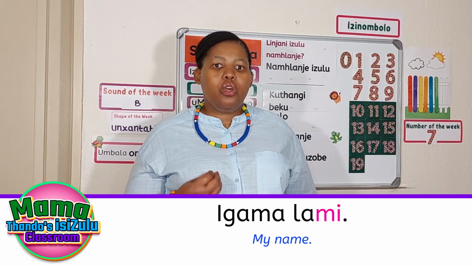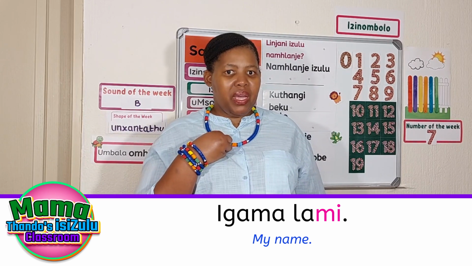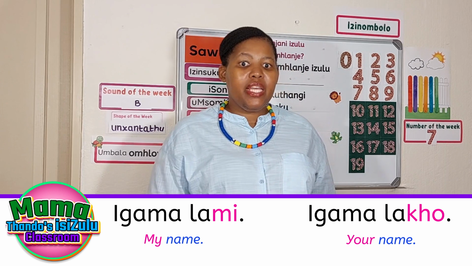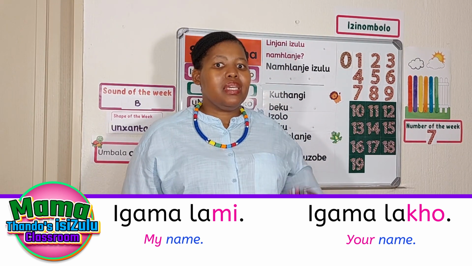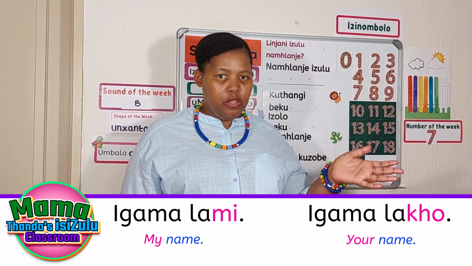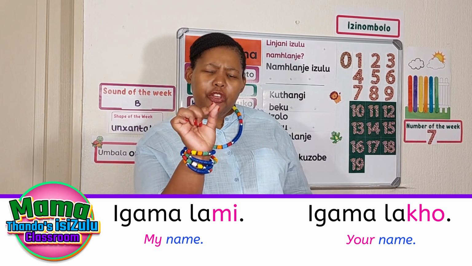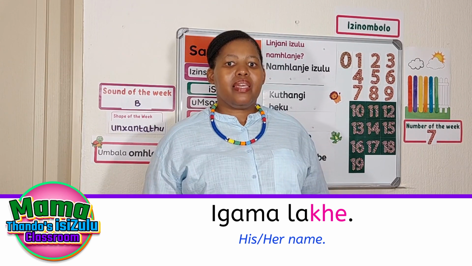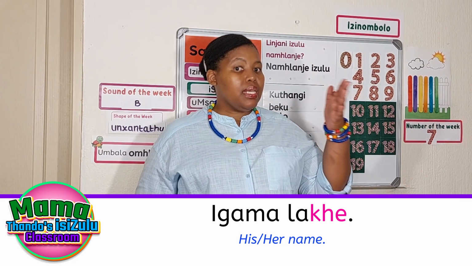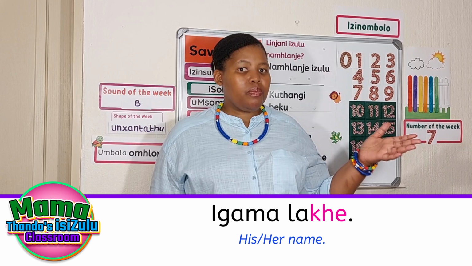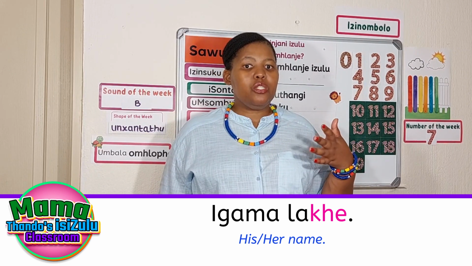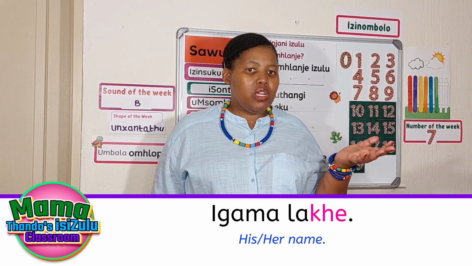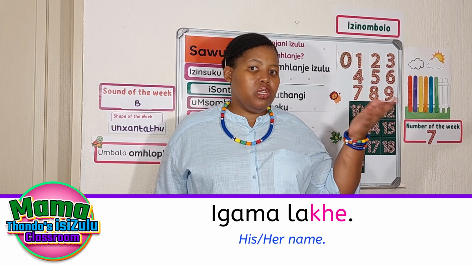Okay, so now we know how to say my name, igama lami. We now know how to say your name, igama lakho. Now let's add one more bit to it. Let's say his name or her name. There is a very, very small change to this phrase. It is ke. Now we are going to say his name or her name. In isiZulu, it's going to be the same thing, because in isiZulu we don't change things and say them with the gender of the person that we are talking about. It's all u, which is he or she.